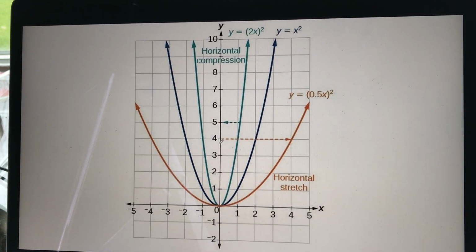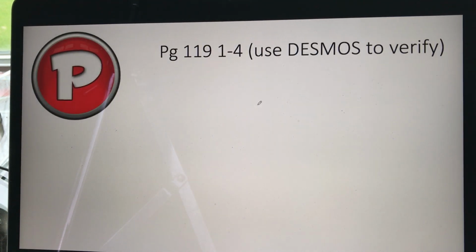Same idea here with the flips. Here's our basic quadratic, x squared. Multiply it by 2, my values are 1 over 2, and so on. Let's take a look at page 119. And again, for all of these, you can always go into Desmos to verify what's happening with the graphs.